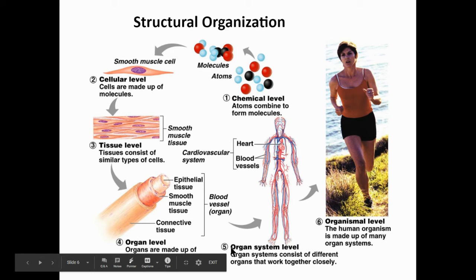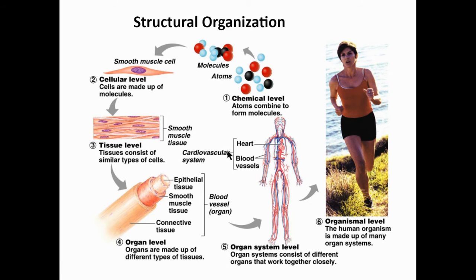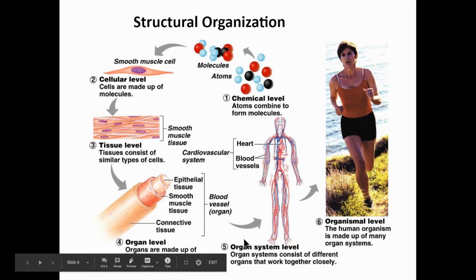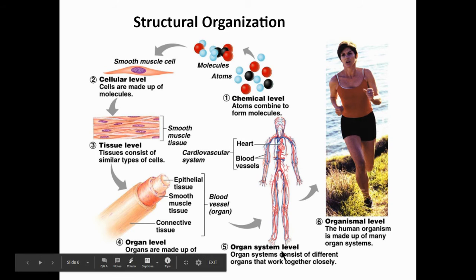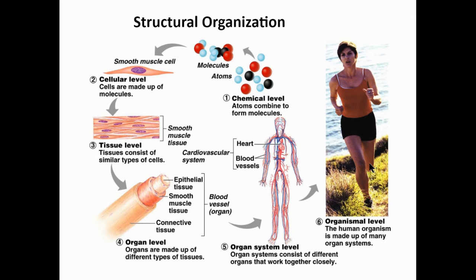Then the blood vessel is part of an organ system, part of the cardiovascular system, which is composed of heart and blood vessels. So these are everything color-coded here as part of the organ system level. And then all together creates your organism. So we have the cardiovascular system plus the digestive and the endocrine and skeletal, and all of those systems together create the person.